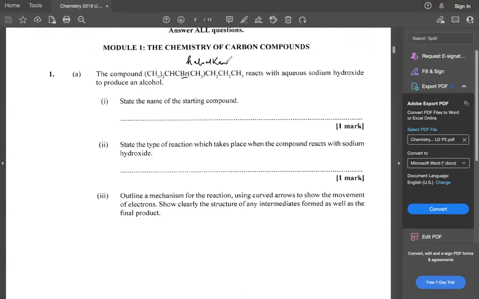Okay, so the first part of the question asks us to state the name of the starting compound, which is our haloalkane, specifically a bromoalkane, right? So they're asking us to name that starting compound. So let's just draw this out real quick so we can see our carbons clearly, and then we can apply the IUPAC naming system to get this name, right?